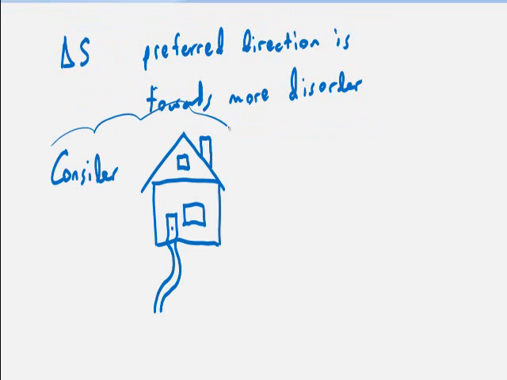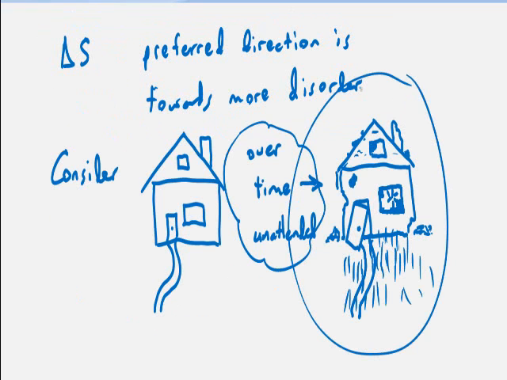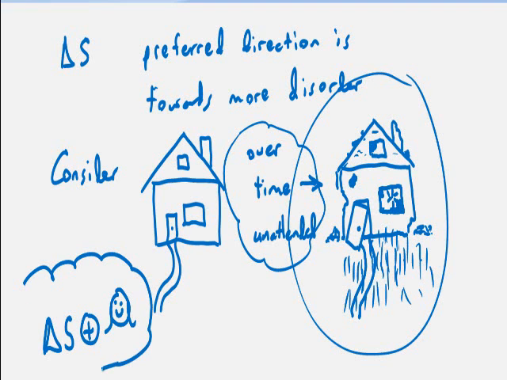Consider, for example, something we're familiar with, such as a house. Over time, if left unattended, the natural flow would be for the house to move to a state of disorder. The brickwork would crumble, the paint would peel, the grass would grow, and we'd move to a greater state of disorder. So the natural flow in the universe is towards things go from a state of order towards more disorder. So the preferred direction by Mother Nature for entropy is towards greater disorder, which would be a positive value for our change in entropy.